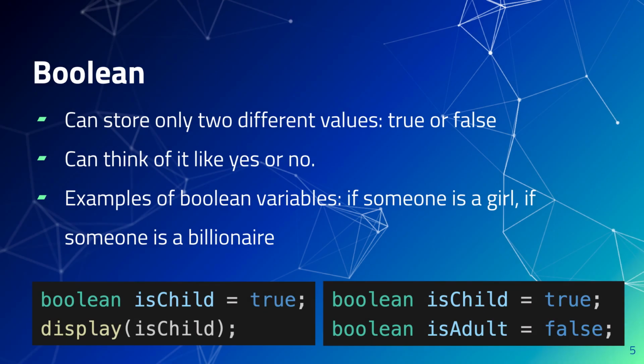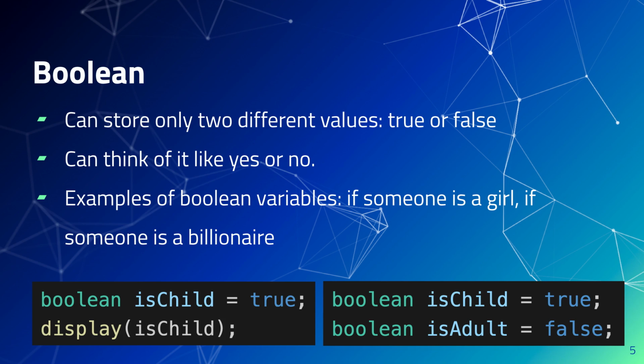Now there's also booleans, which can only store 2 different values, true and false. So it's not like integers or doubles where you can basically store any number you want. You can think of it as a yes or no. So in your program, if you asked the player if they were a boy and they responded yes, you could create a Boolean variable called isBoy and set the value to true.